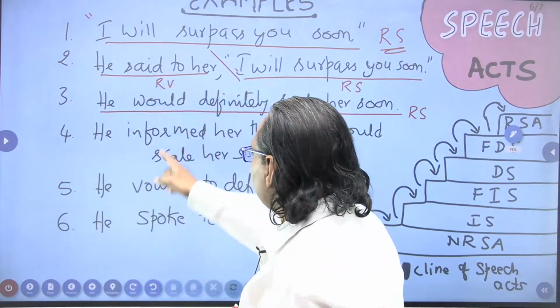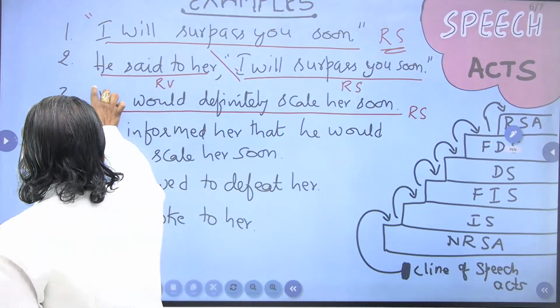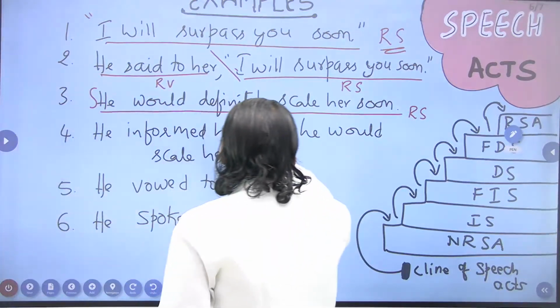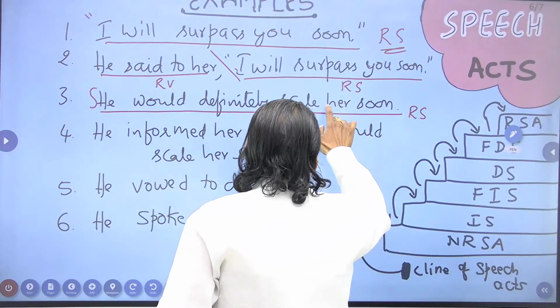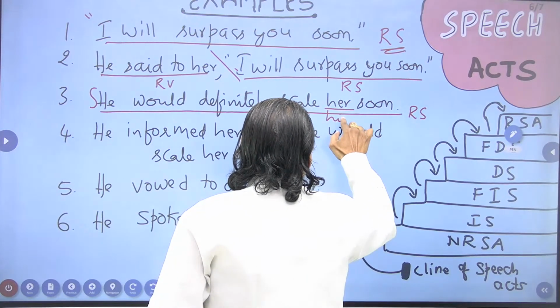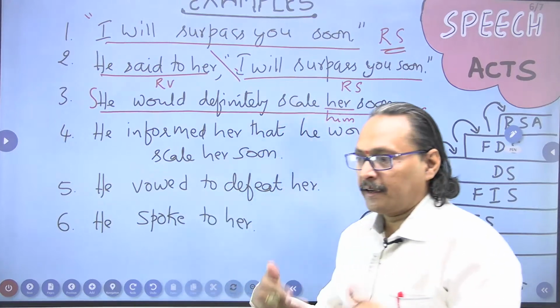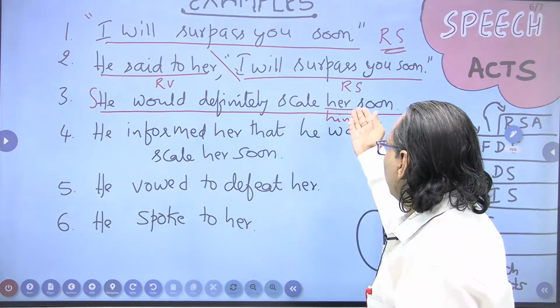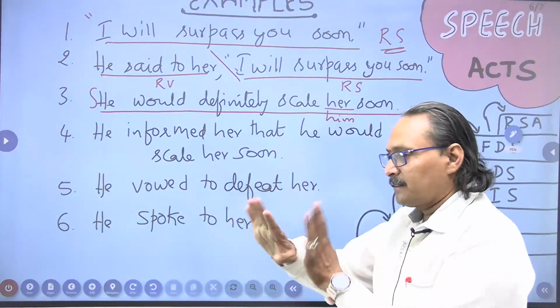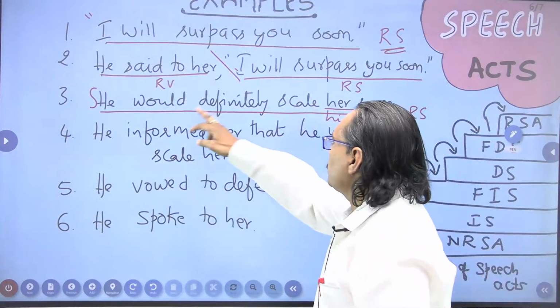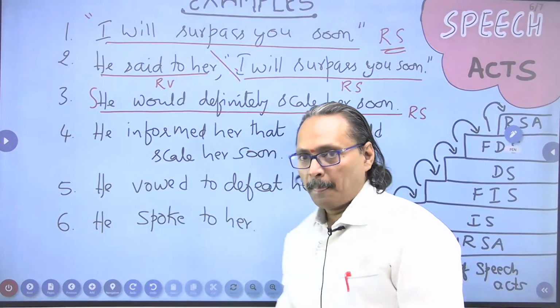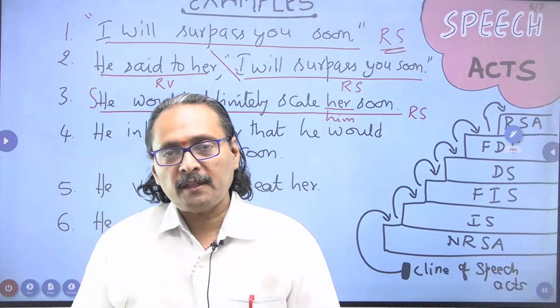Of course, even this can be manipulated. I can say she would definitely scale her or him. An ambiguous pronoun, I can take her, and also I can take him for that matter to cause that gender difference. I can also say, she would definitely scale her soon. There are some ambiguous pronouns as well.